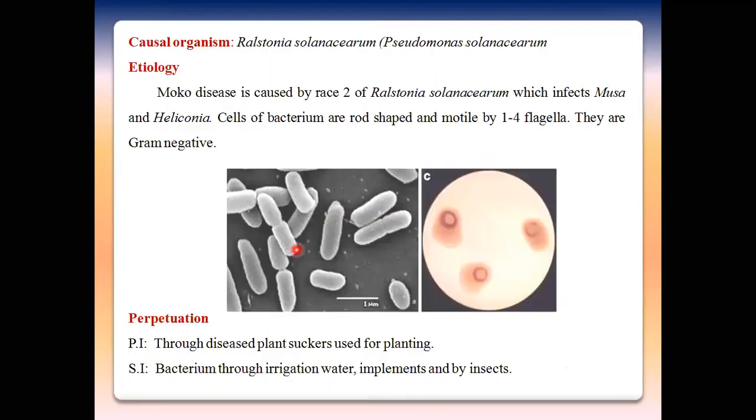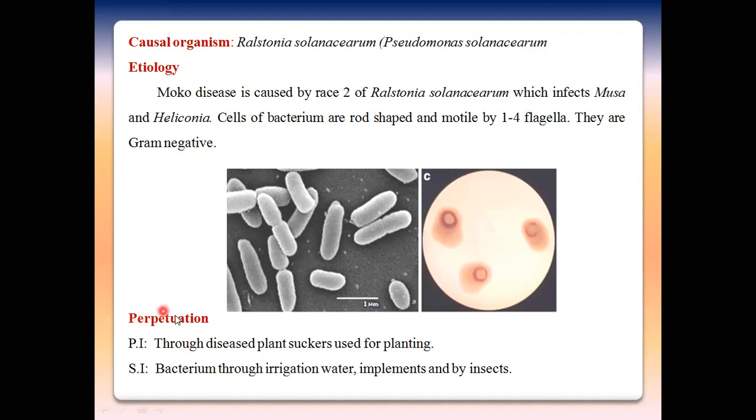Then the causal organism, that is Ralstonia solanacearum or Pseudomonas solanacearum. This is the bacteria that infects the banana and produces Moko wilt or bacterial wilt. This bacteria does not form spores. It is always gram-negative, rod-shaped and motile by 1 to 4 flagella. So this is the morphology of Ralstonia solanacearum.